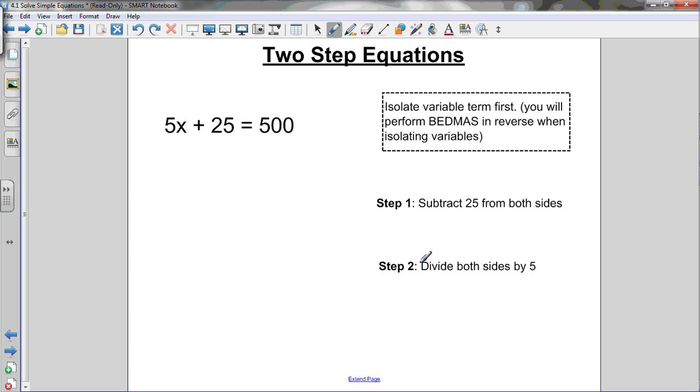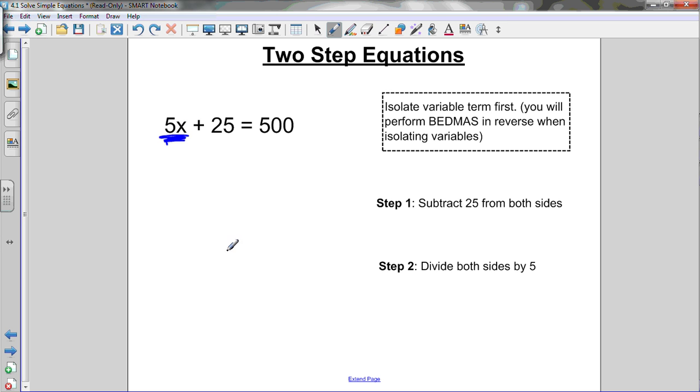Okay, next we're going to do some two-step equations. So, if on one side of the equation you have more than one term, the first thing you want to do is you want to isolate the term that has the variable. So I want to move the other term to the other side of the equation. I want to get the term with the variable all by itself. So I want to get this 5x all by itself first.